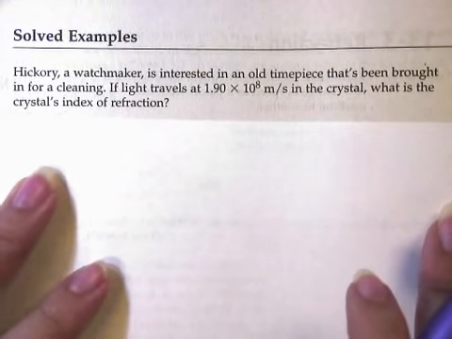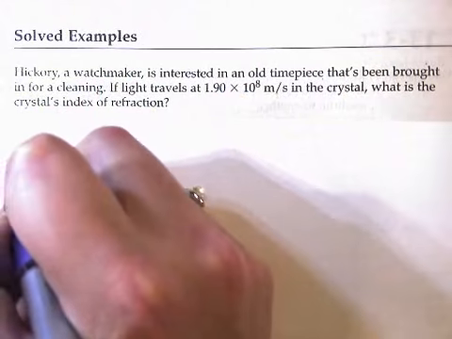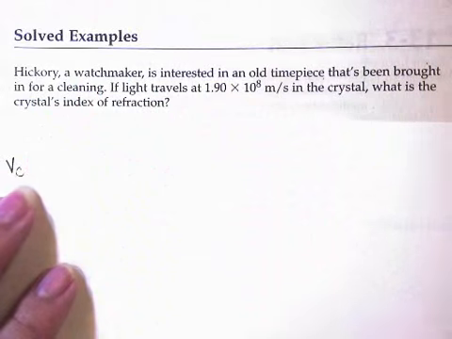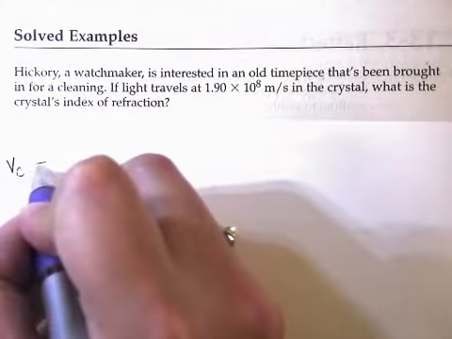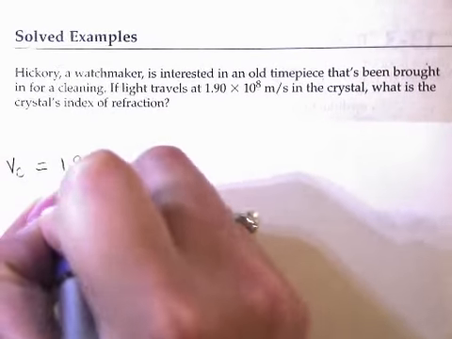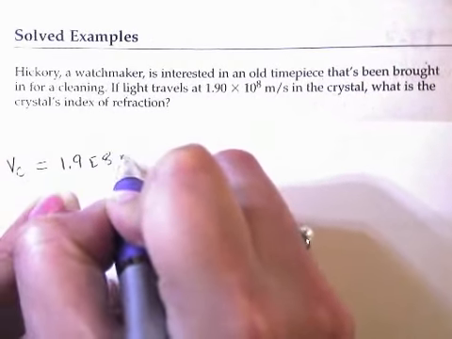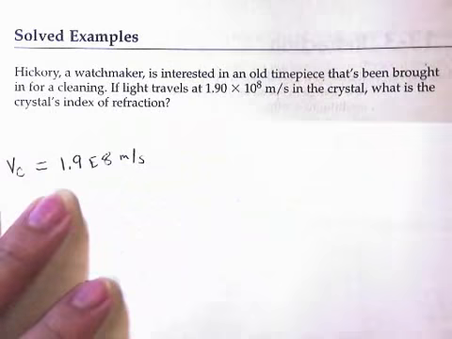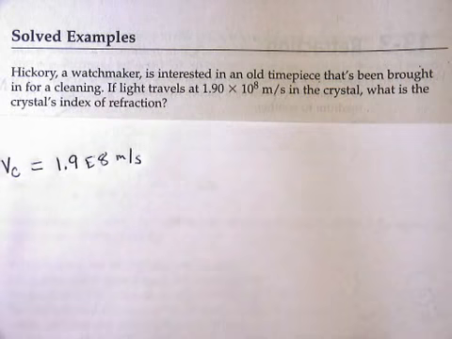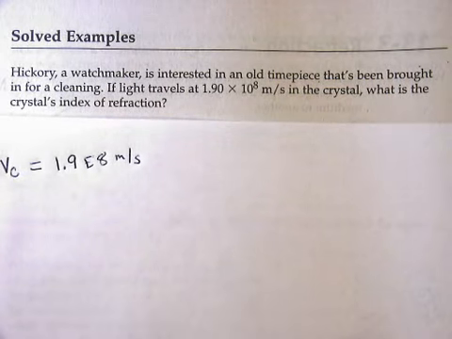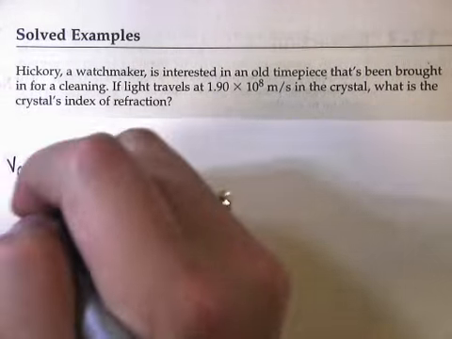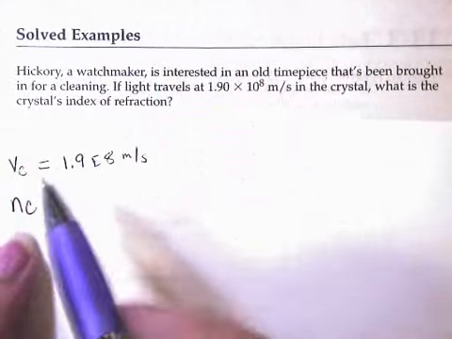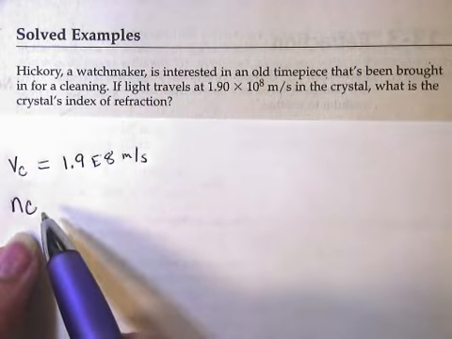So in this particular example, we are given the velocity of light in the crystal, which I'm going to label as VC. It travels at 1.9 times 10 to the 8th meters per second. And what we are looking for is the index of refraction, and so I'm going to label that as NC because this is the index of refraction of the crystal itself.